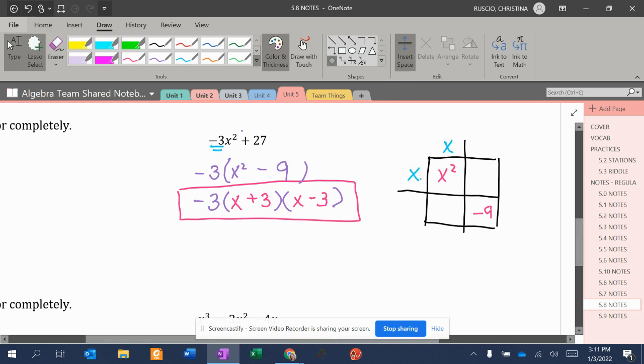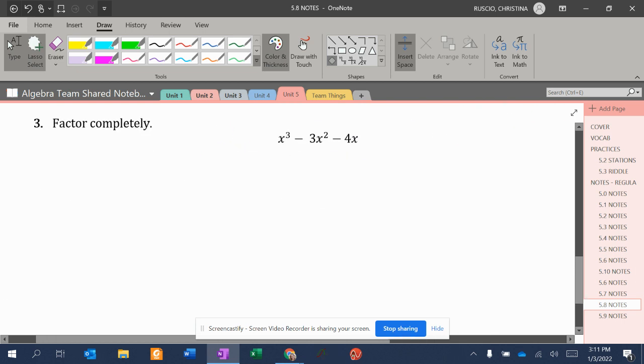X times x is x squared. Remember, there was no x term, so it has to add to 0x. 3 times 3 is 9. If one of them is positive and the other one is negative, that's what's going to get me my 0x. There's our final answer.